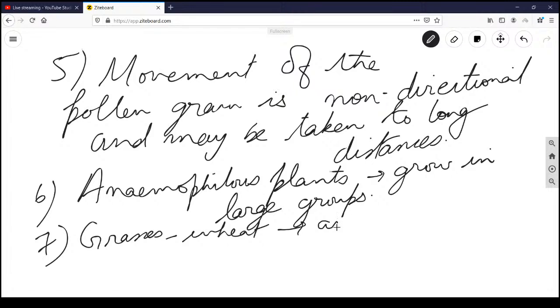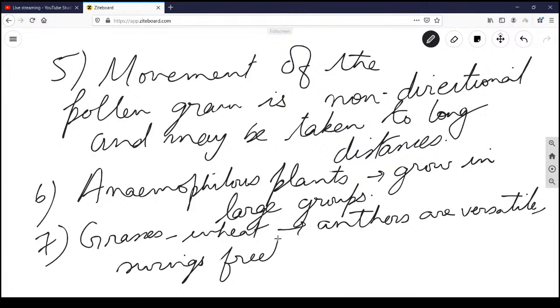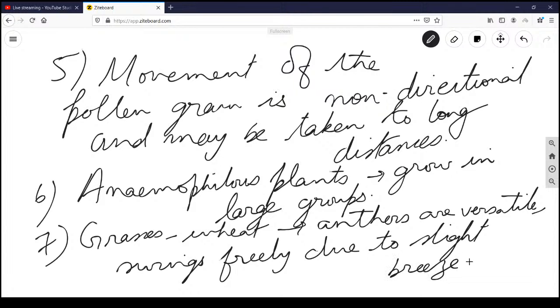Okay, anthers are versatile. Versatile means anthers swing freely with the help of a slight breeze, due to slight breeze. That's all that they need. They'll keep on swirling around so that they can catch, they're able to get hold of new and new pollen grains. So that is what they'll do.